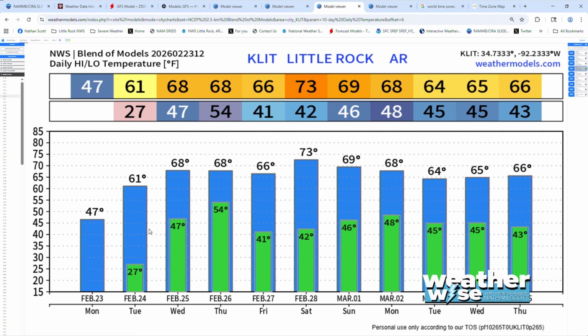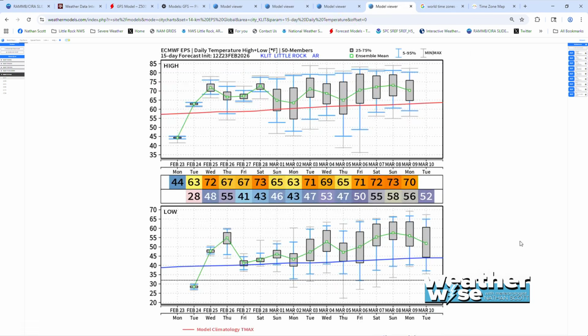No. Because if one model is wrong and that model has more weight in the solution, then the forecast is not going to be exactly correct. So this is the blend of models. Overall, it says 60s. There's a 70 showing up on Saturday, but it's saying only 61 on Tuesday, 68 on Wednesday. I've got low 70s on Wednesday. It depends on cloud cover, and then 60s going into next week.